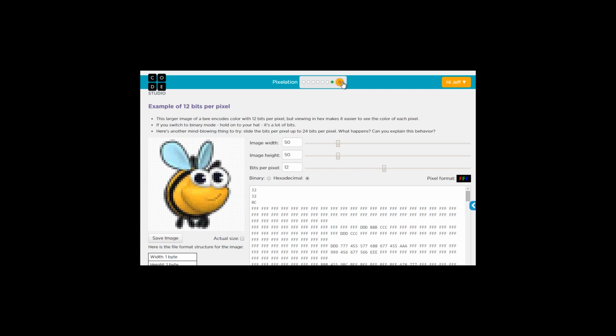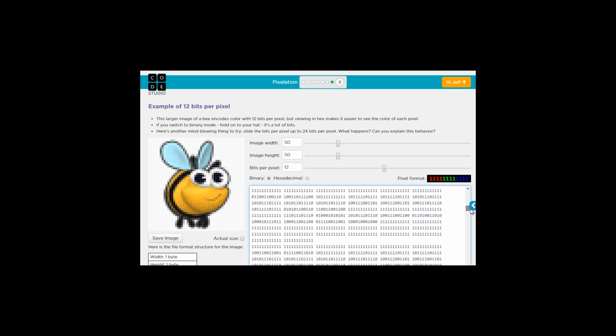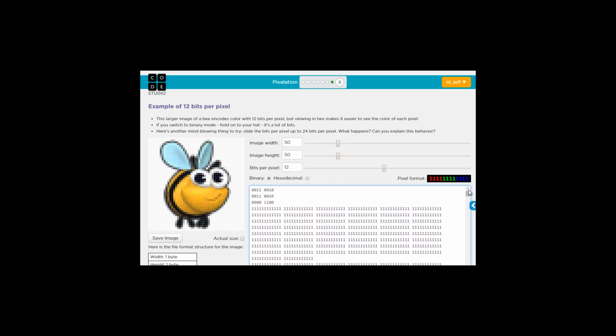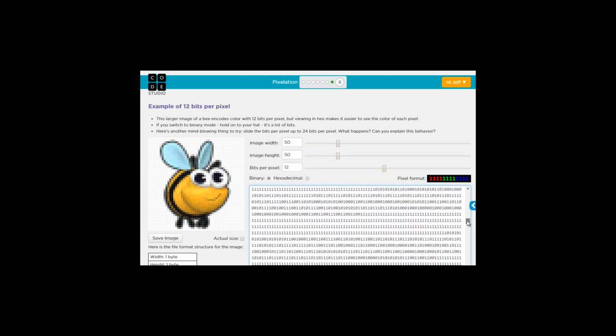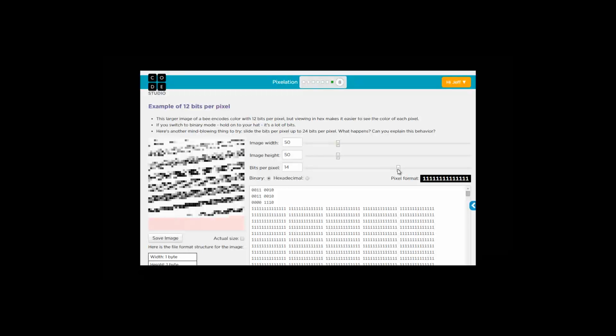This next one is the final one and is very interesting. I have a little bumblebee here that's 50 by 50 in width and height, and the bits per pixel is 12. If you look at this, this is a very large image in binary, so you can scroll through and see that that would be a lot of bits to store and stream. I can also look at it as hexadecimal if I wanted to do that. It's just a larger image compared to the ones we've already seen. Over 2,500 pixels in here, and then we're storing 12 or more bits per pixel.